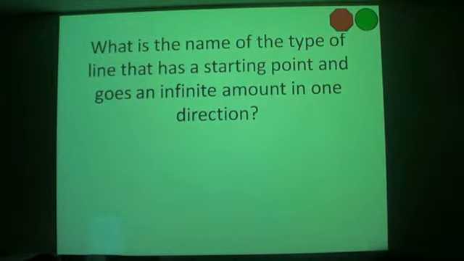What is the name of the type of a line that has a starting point and goes an infinite amount in one direction? Click on the stop sign if you need to.